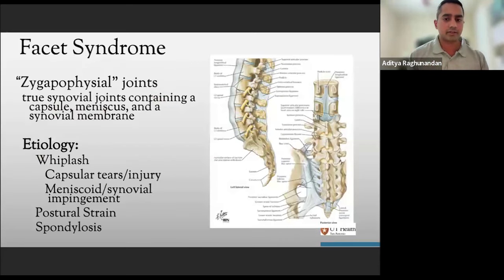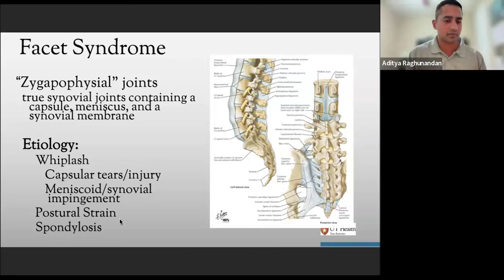Facet joint or facet syndrome. So now we're talking about the true synovial joints that are in the back. So they do have a meniscus. They have a tiny meniscoid, and they have synovial fluid in it as well, and it's surrounded by a capsule.